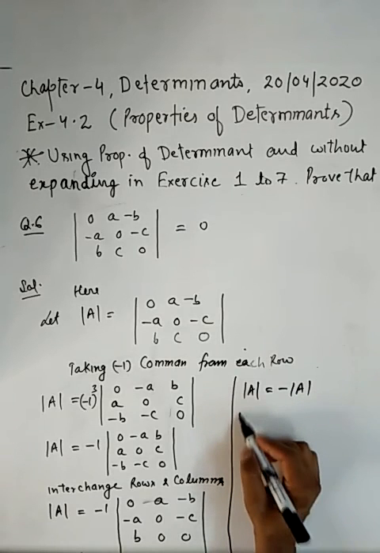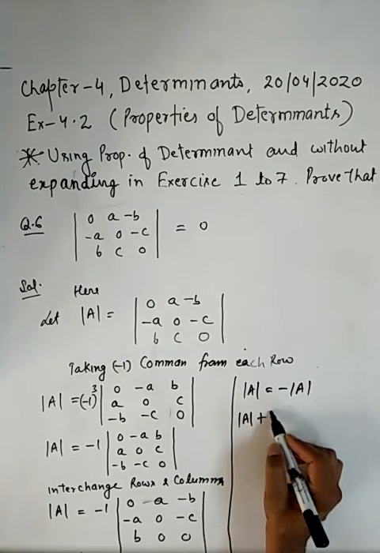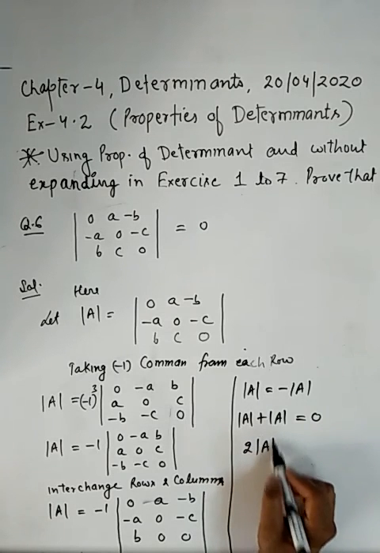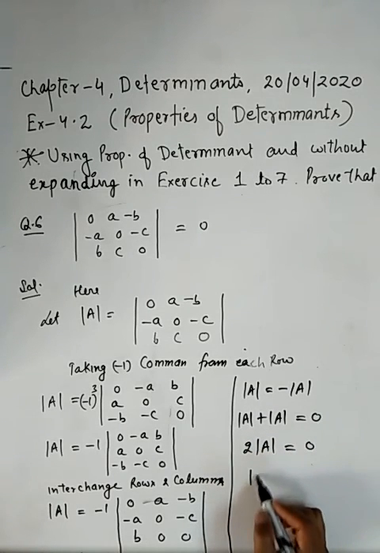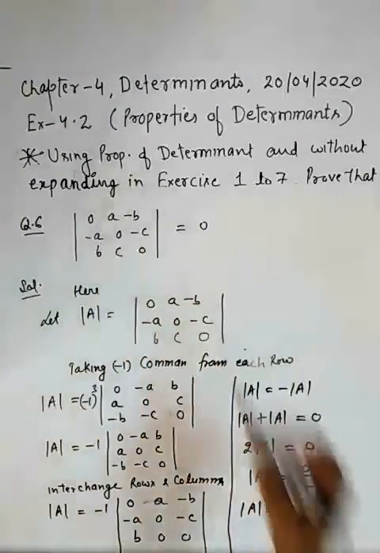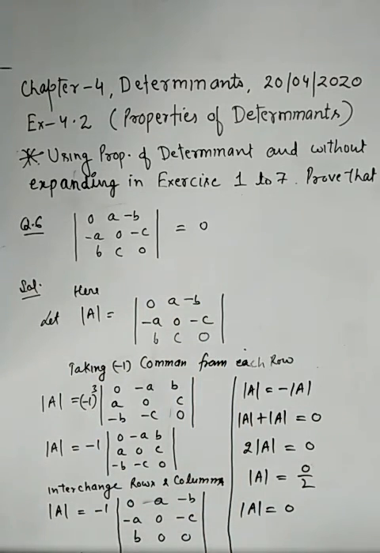So when this comes to this side, determinant of A plus determinant of A equal to 0. 2 times determinant of A equal to 0. So determinant of A equal to 0 by 2, so determinant of A equal to 0. So this whole value comes out to be 0 only.